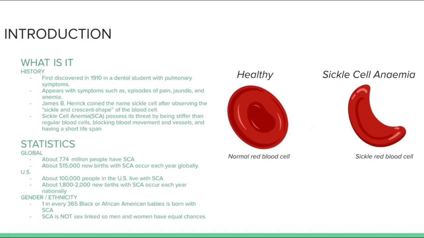Statistics. Globally, about 7.74 million people have sickle cell anemia. About 515,000 new births with sickle cell anemia occur each year. About 100,000 people in the U.S. live with sickle cell anemia, and about 1,800 to 2,000 new births with sickle cell anemia occur each year nationally.